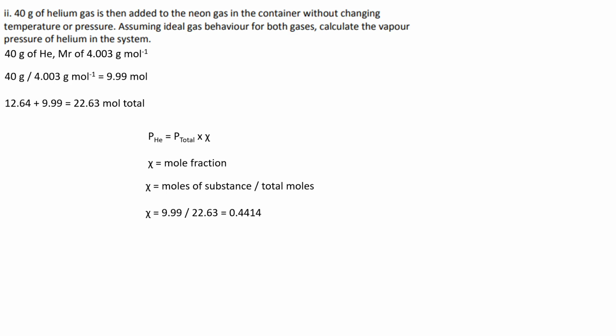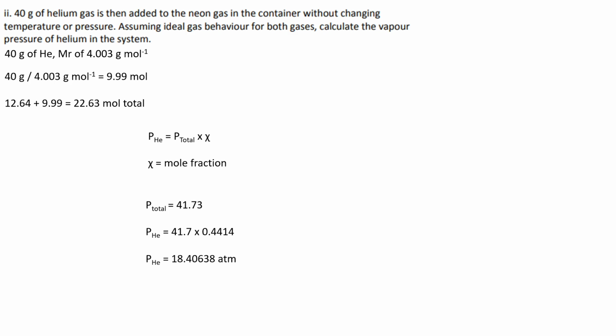of the substance, in this case moles of helium, divided by the total number of moles, which we just worked out, both of those, to give us a molar fraction of 0.4414. The pressure, as mentioned in the question, is unchanged, so we just take the previously calculated pressure, times it by the molar fraction, to give us pressure on the helium of 18.4 atmospheres.